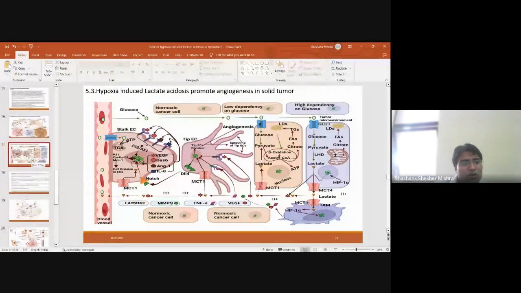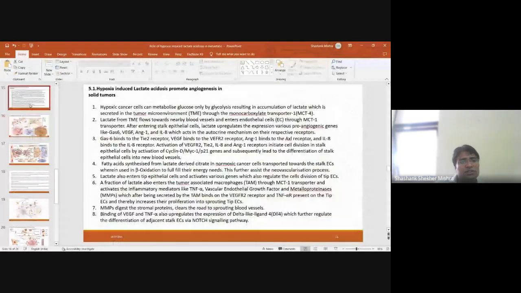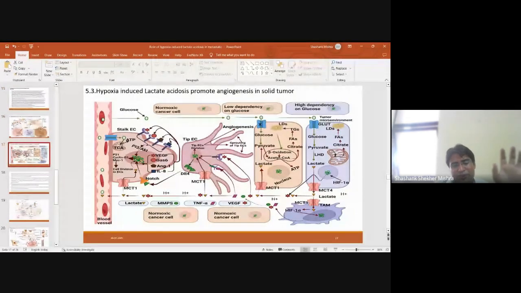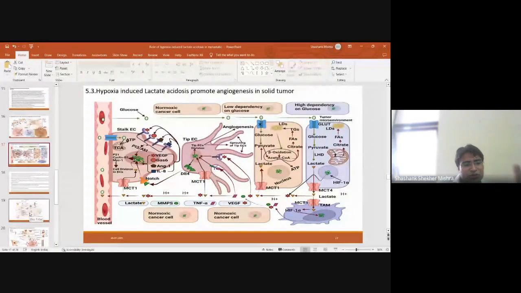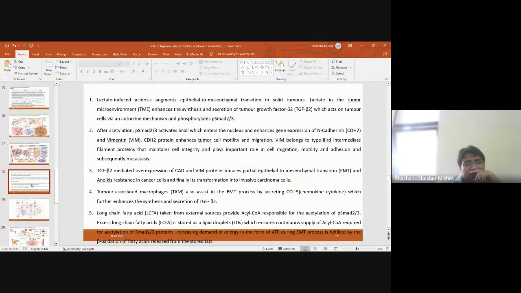So this is how lactate is enhancing angiogenesis. Next is how lactate enhances invasiveness. I am not reading the slides directly; I'm just trying to explain the whole process through the slides, because just reading the slides is not good.